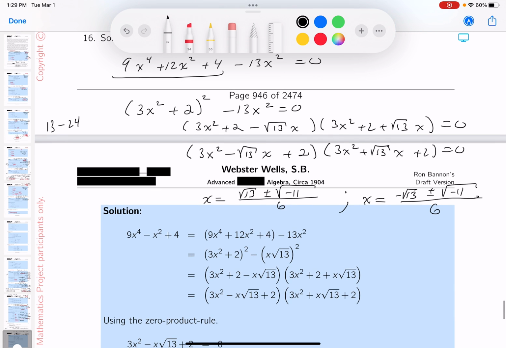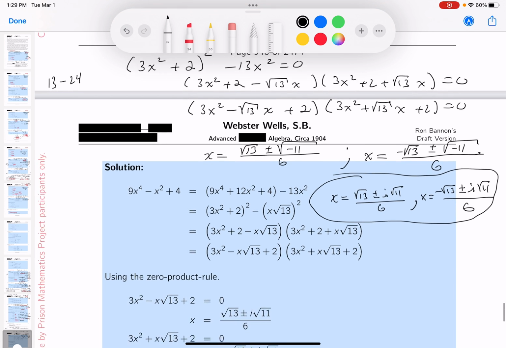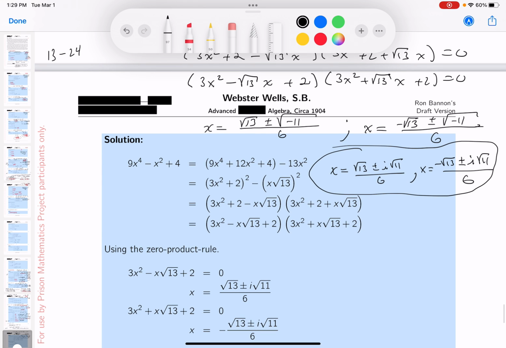All right, I think I'm writing my answer down. x equals root 13 plus or minus i root 11 over 6. And the other one is x equals minus root 13 plus or minus i root 11 over 6. That's 4 separate solutions. Let's see how we did.